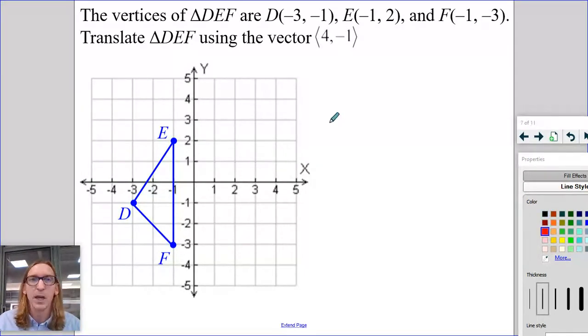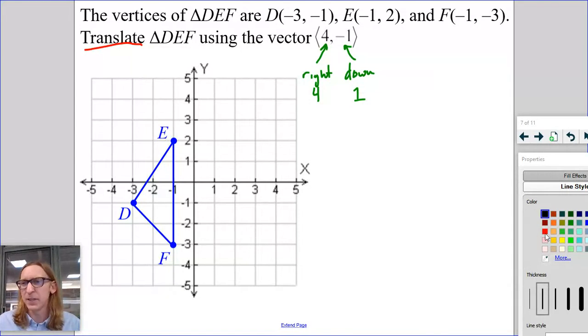We are asked to translate it, so this triangle is going to move somewhere else using this vector. Let's read this component form in the manner that we just learned. The horizontal component is 4, so that means this triangle will shift to the right 4 units. The vertical component is -1, that means this triangle will shift down 1 unit. The definition of a translation is to move every point the same distance in the same direction.